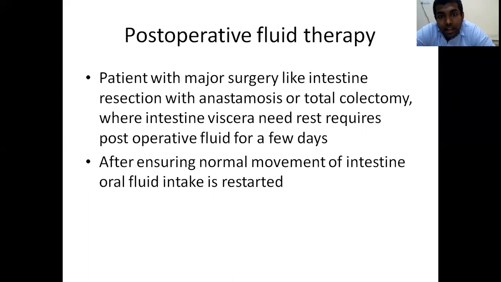Now, in patients with large surgeries, in which there is intestinal resection, anastomosis, colectomy, the patient will be nil by mouth for a long duration of time. Oral intake is not instituted immediately. These are the people who require your IV therapy.